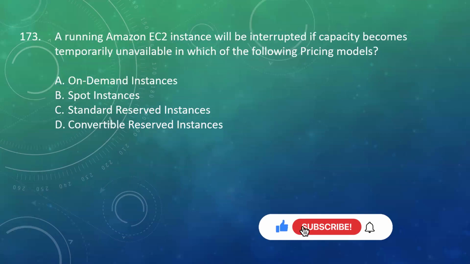Question number 173 of the series. A running Amazon EC2 instance will be interrupted if capacity becomes temporarily unavailable. In which of the following pricing models? Your options are on-demand instances, spot instances, standard reserved instances, convertible reserved instances.